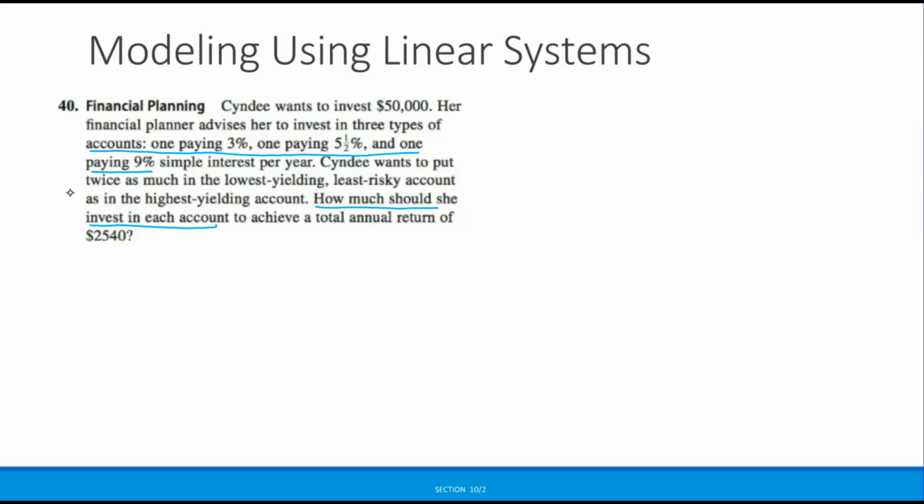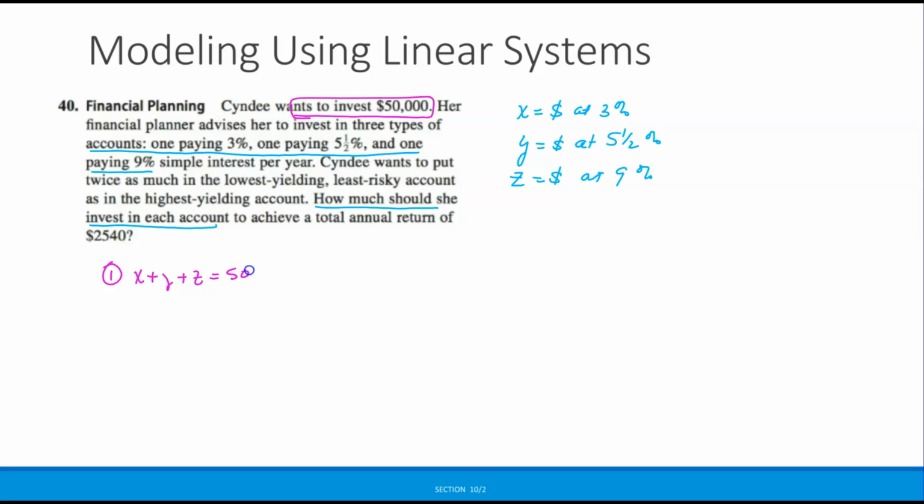So let's get some variables set up. We'll say X is the dollar amount at 3%. Y would be the dollar amount at 5.5%. And Z will be the dollar amount at 9%. Okay, equation number 1. Cindy wants to invest $50,000. So equation number 1 becomes X plus Y plus Z is equal to 50,000.